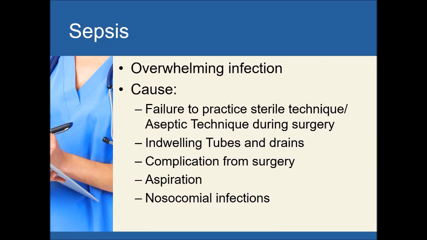Now, sepsis can be quite common and quite fatal in post-op patients. Sepsis is an overwhelming infection that the body is dealing with. Some of the causes include a failure to practice sterile or aseptic technique during the surgery. Also, some of the indwelling tubes and drains that are put in the patient during an operation to help drain fluid can cause sepsis. Remember that those are foreign objects. They're not meant to be in the body, right? So they become vessels for harvesting and growing bacteria if proper care is not provided.